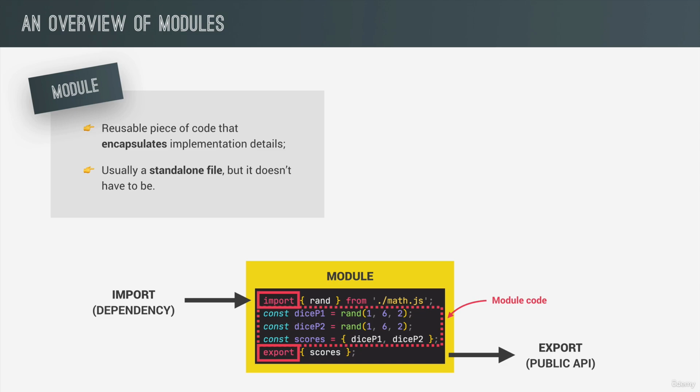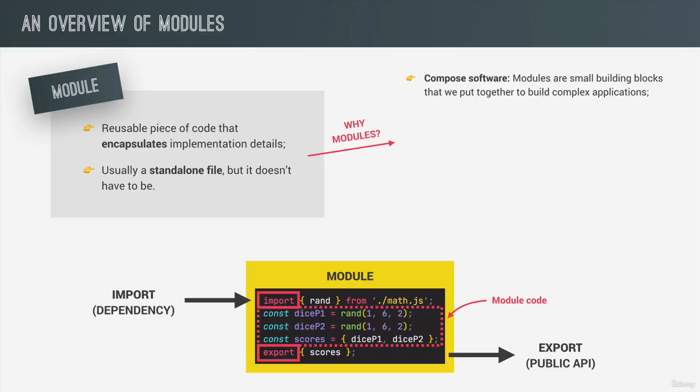Now, of course, we can write code without modules. And actually, we've been doing that up until this point. But that's because our applications have been very simple. However, when a code base grows bigger and bigger, there start to be many advantages of using modules. And the first one is that modules make it really easy to compose software. So we can think of modules as small building blocks that we can then put together in order to build really complex applications.